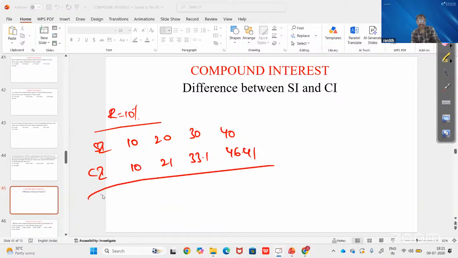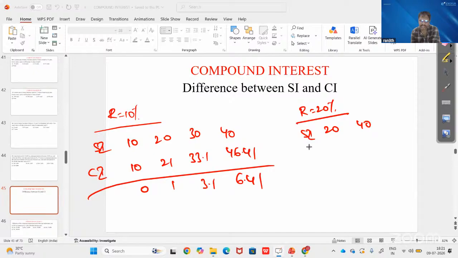Now the difference: in the first year there is no difference. From the second year onwards there will be a difference of 1, 3.1, and 6.41. For 20 percent, SI equals 20, 40, whereas CI equals 20 and 44. So the difference equals 4.